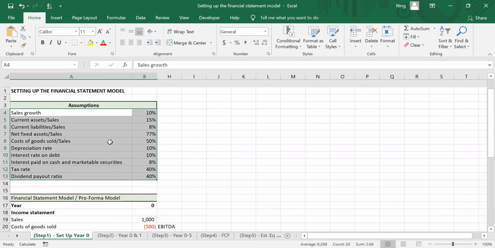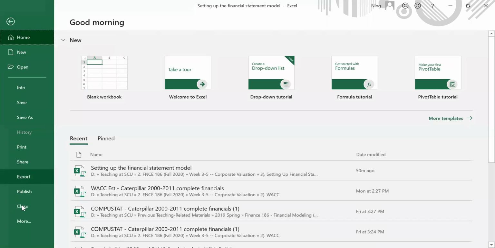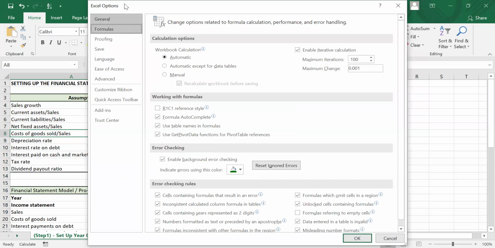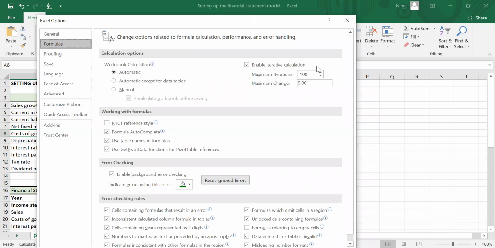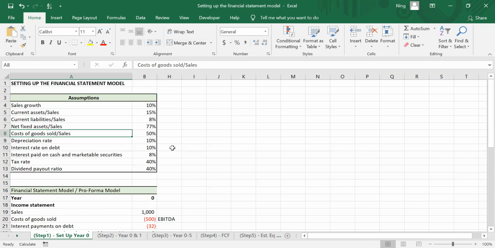Before we do anything, it's important that we set up the circular reference in Excel. So you will click on File, go to Excel Options, click on Formula, and make sure you check this box. Enable iterative calculation here. Because if you don't check this box, your pro-forma modeling is not going to work. And click OK.